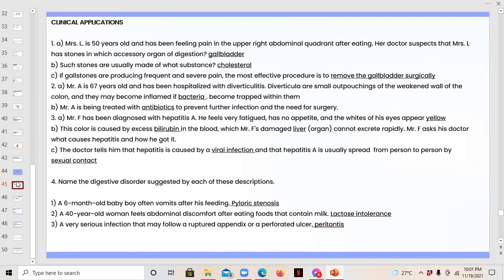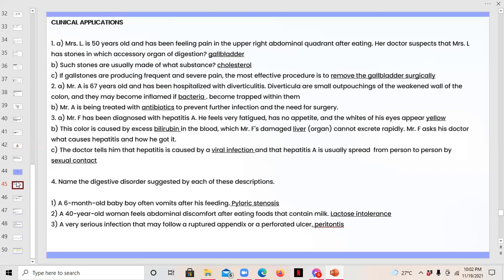Number 3, letter A. Mr. F has been diagnosed with hepatitis A. He feels very fatigued, has no appetite, and the white of his eyes appear yellow. Letter B. This color is caused by excess bilirubin in the blood, which Mr. F's damaged liver cannot excrete rapidly.